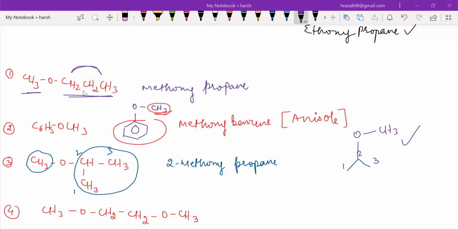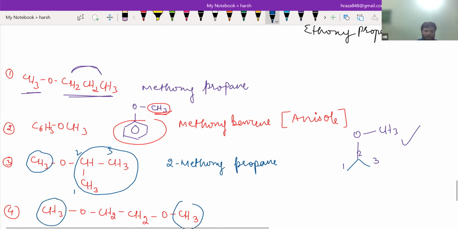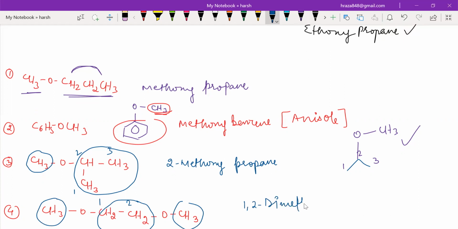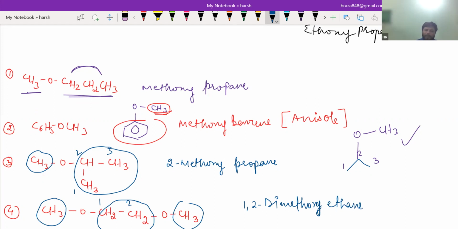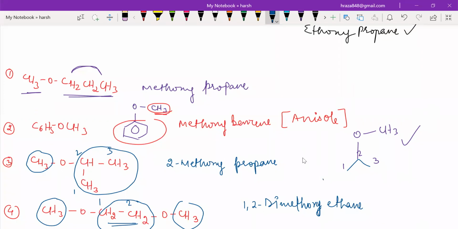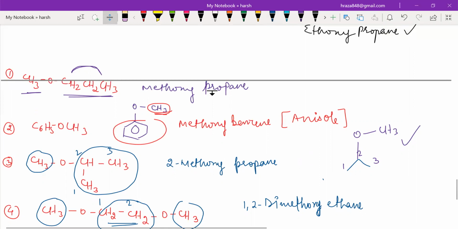So for the fourth one, there are 2 oxygens. That means there will be 2 oxy. You can see this is also a branch, this is also a branch, and this will be our main parent chain. So 1, 2. I'm going to write 1,2-dimethoxy, because there are two methoxy groups. Dimethoxyethane, because in the parent chain we have 2 carbons. That's why 1,2-dimethoxyethane. Got it? Just a minute, sir.